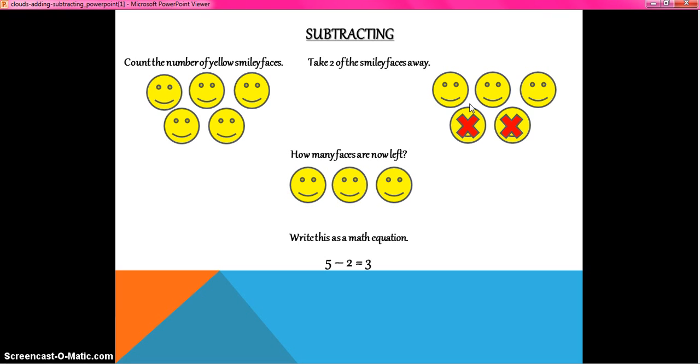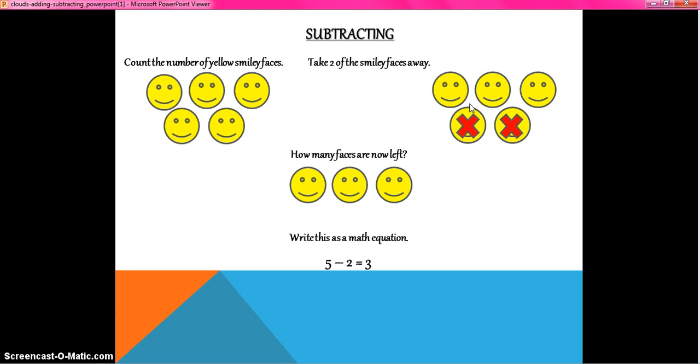Now let's do one more subtraction problem to finish up the lesson. Who can tell me how many smiley faces are in the first group? Right, 5. Good. Now we are going to take 2 smiley faces away from the 5. Can everyone write down the equation so far?